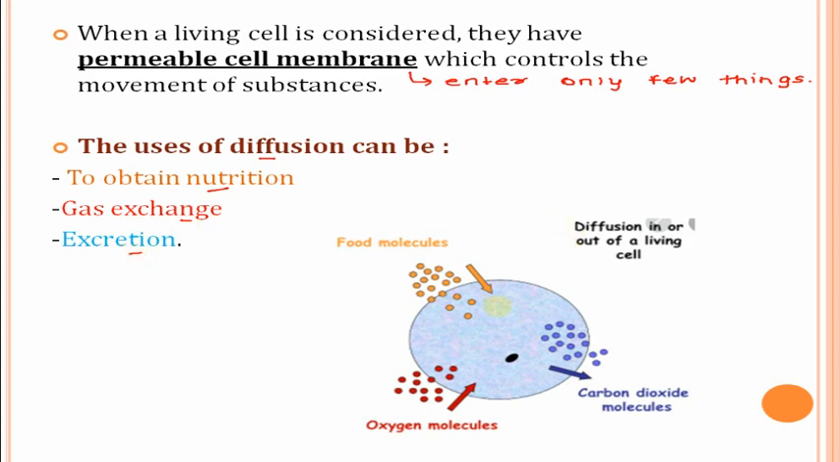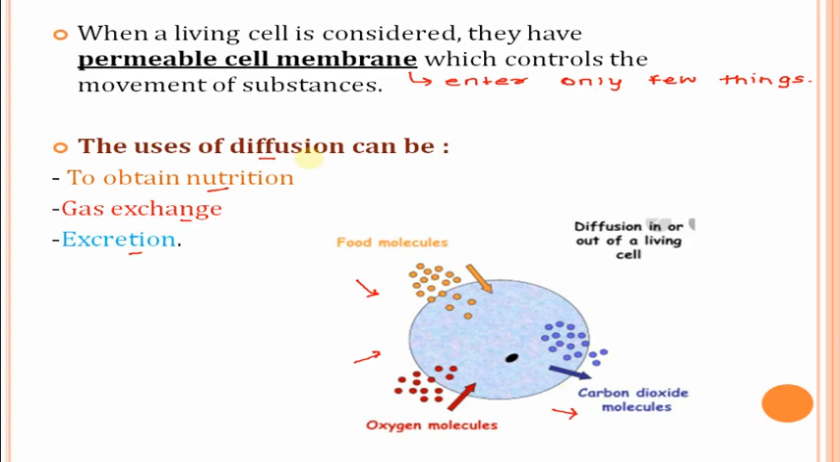So this is the figure where you can see what exactly happens during diffusion. If the cell requires nutrition, then the food molecules will go inside. If the cell is supposed to do gas exchange, then the oxygen molecules during the breathe-in condition will go inside the cell. And if a person is breathing out, then the carbon dioxide will come out from the cell. All these things happen by means of diffusion, right?